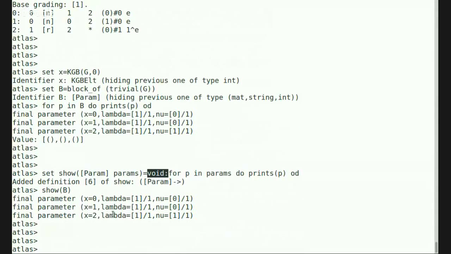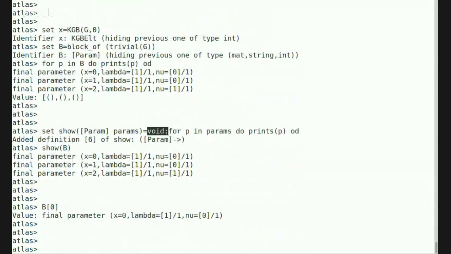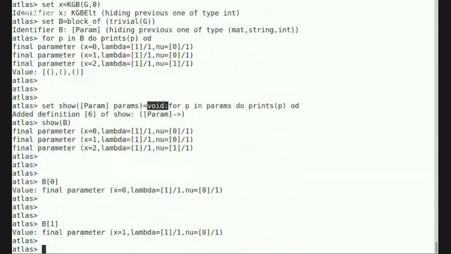And so these two parameters are the discrete series, X is equal to 0. This first one here, X is equal to 0, and this one, X is equal to 1. So let's look at B bracket 0, and let's look at B bracket 1.